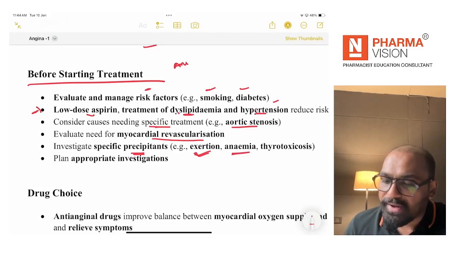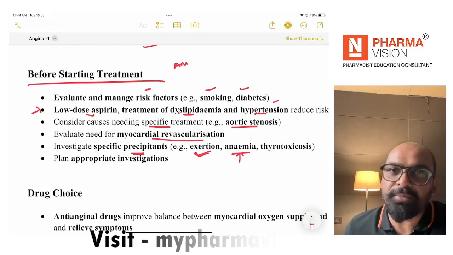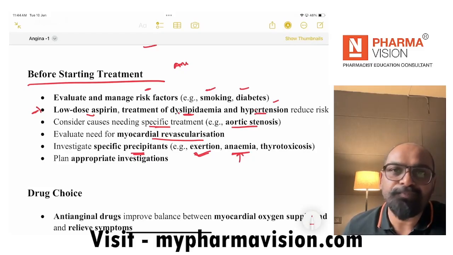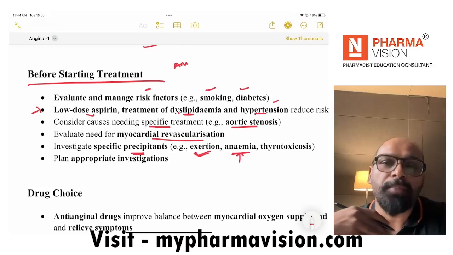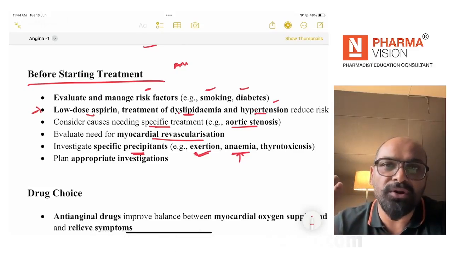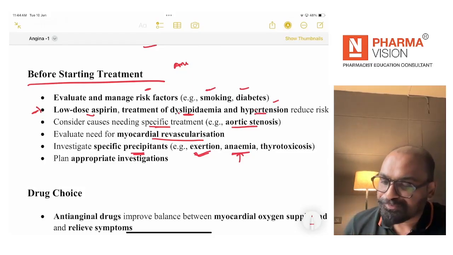Anemia, another important point. Why is anemia important? Because the patient is suffering from low RBC. Low RBC requires more pumping of the oxygenated blood to the cellular level. That means if we treat the anemia, ultimately the load on your myocardial muscles will be reduced.